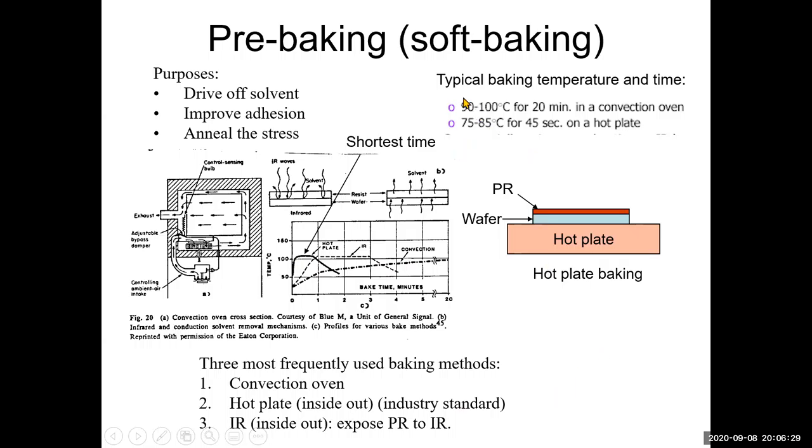And the typical baking temperature and time. For this pre-baking, we typically use 90 to 100 degrees C for 20 minutes in a convection oven, or 75 to 80 degrees C for 45 seconds or 1 minute on a hot plate. So the baking temperature is typically less than 100 degrees C. So this step is also called soft baking, because the baking temperature is not that high. So pre-baking is also called soft baking.